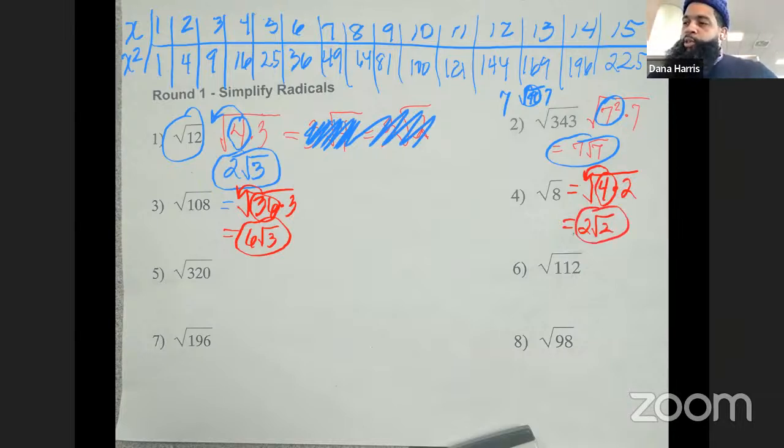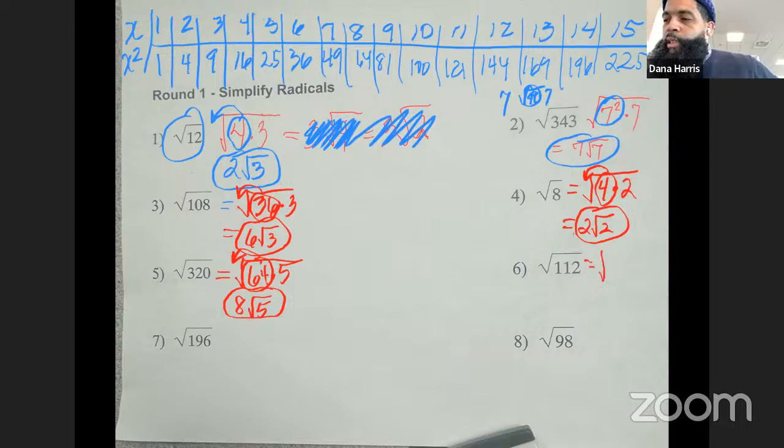As you notice, some of these numbers are tougher than others. The square root of 320: I know that 320 is equal to 64 times 5. Sometimes you have to play with these numbers just to figure out what they are. The square root of 64 is 8, so I get 8 times the square root of 5.